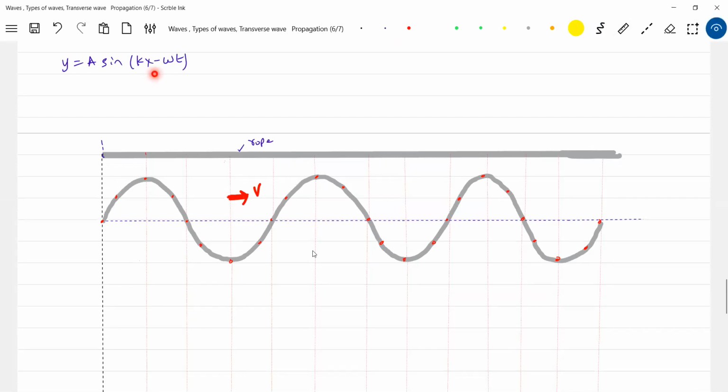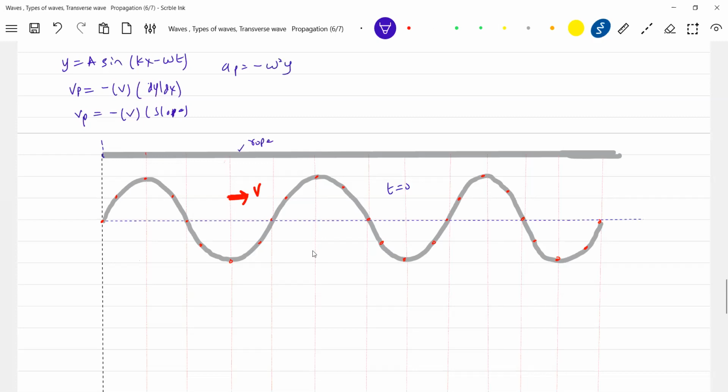Later on, I'll show you how to do it for a different shape. At t equals 0, there's the shape of the rope. Okay, this is what you are saying at t equal to 0. And the wave is moving towards right. Agree with this? Then we have the equation v_p = -v times slope. Slope is nothing but dy by dx. So dy by dx is nothing but slope. And the points on a rope are executing SHM. And what is the wave speed? Wave speed is dx by dt. That we already know, and the wave is propagating towards the right.